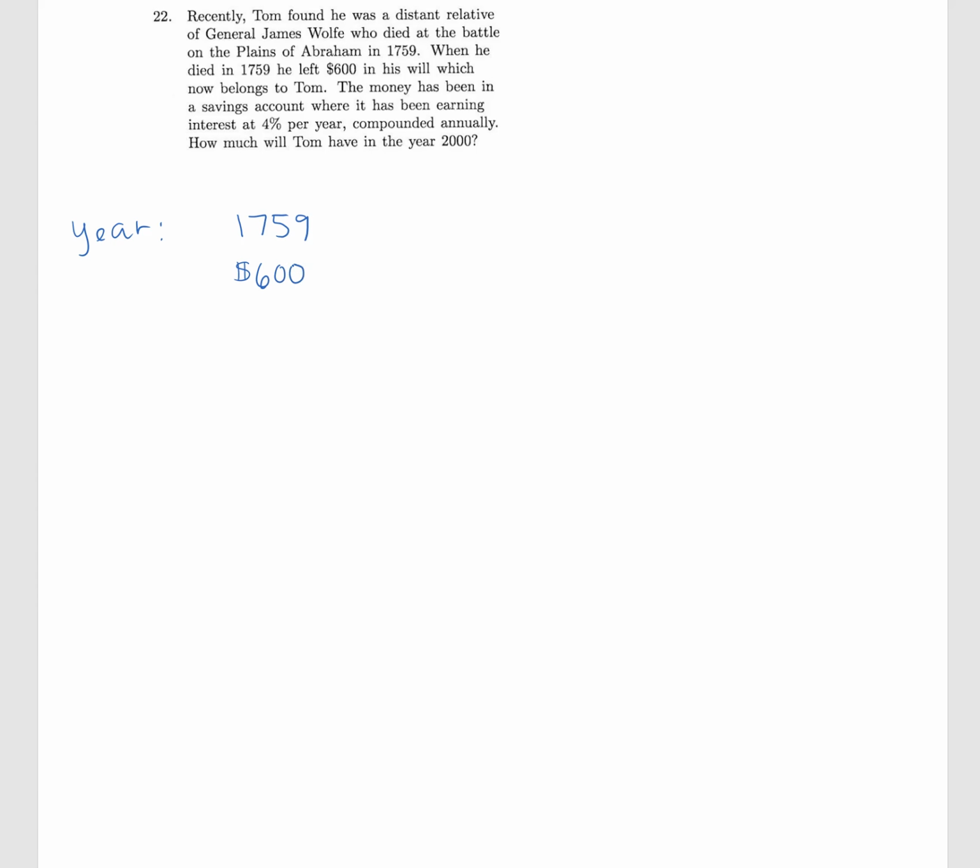And so in the next year, 1760, let's think about what's happened to this money. We've earned an interest of 4% on this $600. So if we do 600 times 4%, that's 600 times 0.04, which is $24. And so this is now added to our original sum. So we have 600 plus 24 for a total of $624. So that means in 1760, there's $624 in the bank.